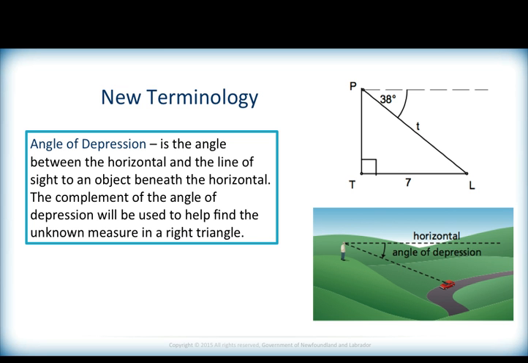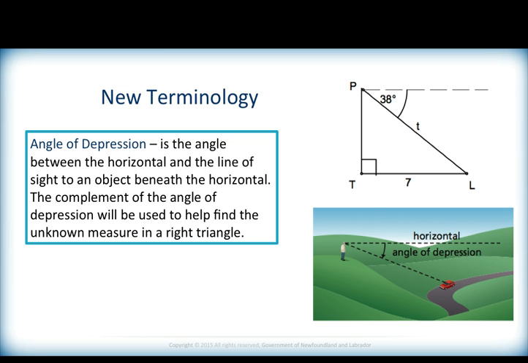As you can see here from the diagram on the bottom, with the person standing up and looking at the car, the horizontal would be his direct sight straight across, but the angle of depression would be formed by the horizontal and his line of sight to the car.